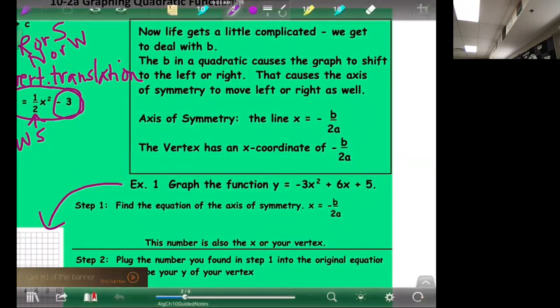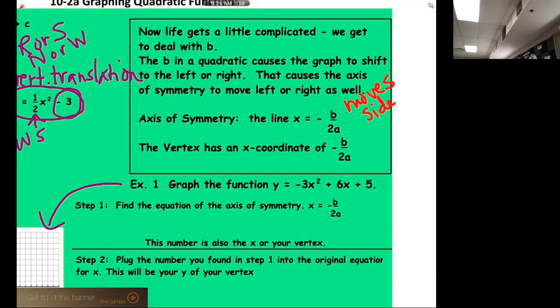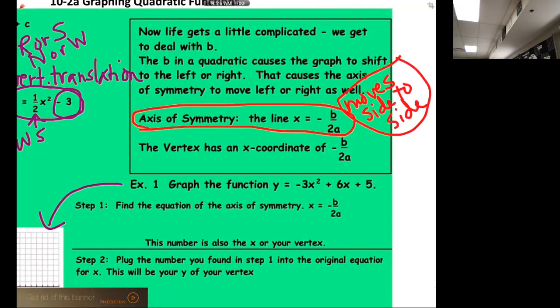So what does the B do? Moves it from side to side. Now the A is still going to tell us the general idea of what this graph is going to look like. Is it going to be a rainbow or smiley? Is it going to be narrow or wide? But the B causes it to shift. So that means we are going to use this very important formula to find the vertex shifted off its center.